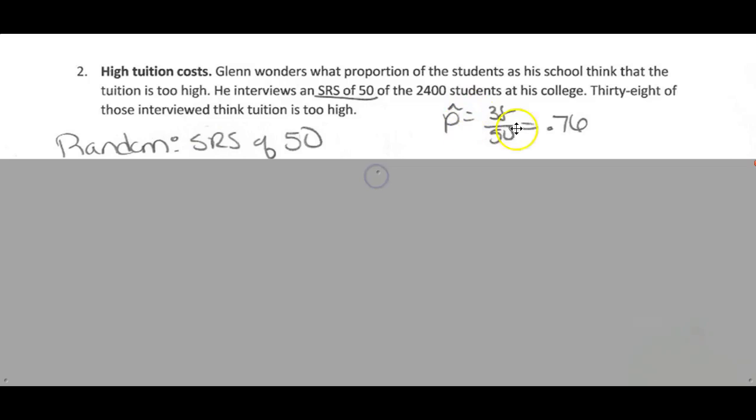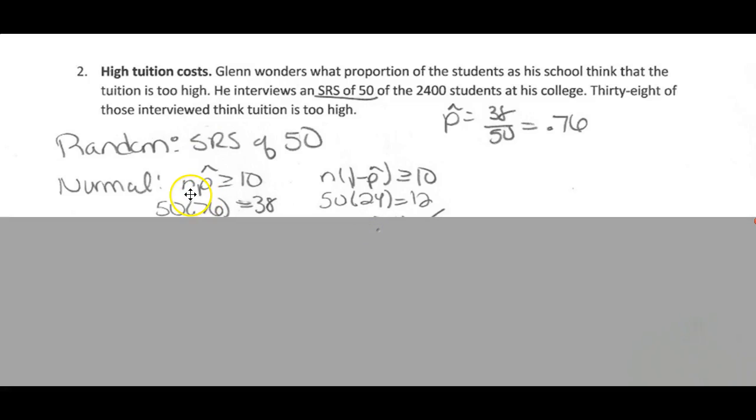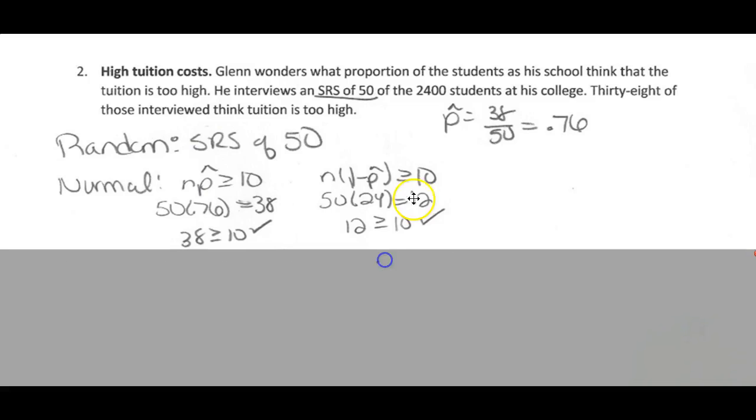P hat I already calculated, because it was 38 of the 50 that were interviewed, so I know that my p hat is 0.76. Checking the normal condition, I did n times p hat greater than or equal to 10, and n times 1 minus p hat greater than or equal to 10. This time it's 50 times 0.76, and that gave me 38. 50 times 0.24, since 1 minus 0.76 is 0.24, equals 12. Since both of those are greater than or equal to 10, it checks.